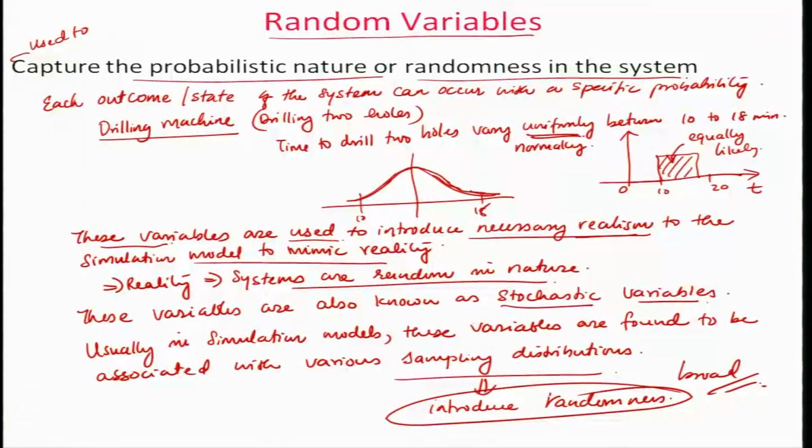Okay. So, as I said earlier, the random variables capture the randomness in the system, and this is done to mimic the reality or realistic behavior of the system. And in reality, systems have some stochasticity, or the behavior of the system is dependent upon some probability, and these stochastic variables are used to introduce the randomness or the variation in the system, which is associated with the sampling distributions.